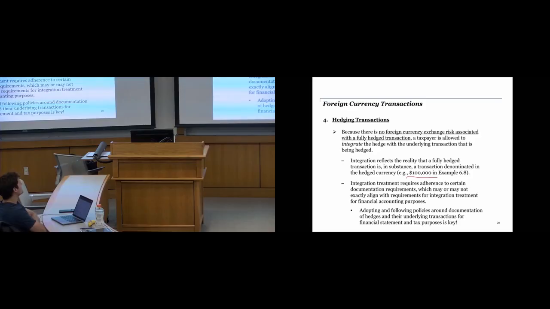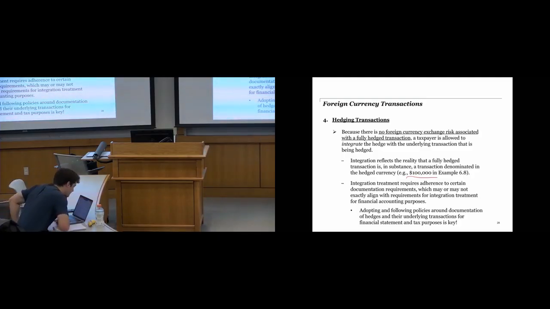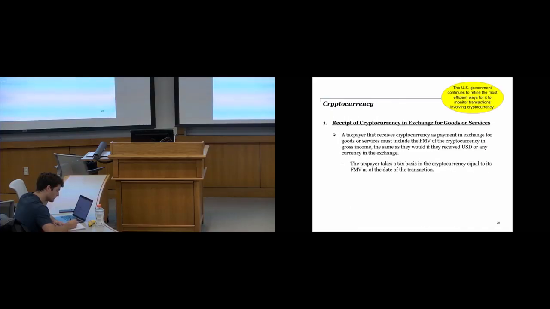Okay? Integration treatment requires adherence to certain documentation requirements I mentioned, which may or may not exactly align between the tax and the financial accounting. So you just want to make sure you're getting into those details and understand how you do that. Adopting and following policies around documentation of hedges and their underlying transactions for financial accounting and tax purposes is what's key. So make sure you do that. You might get the economic result you want, but you want the financial statement result and the tax result. Okay. So that's transactional stuff, right?